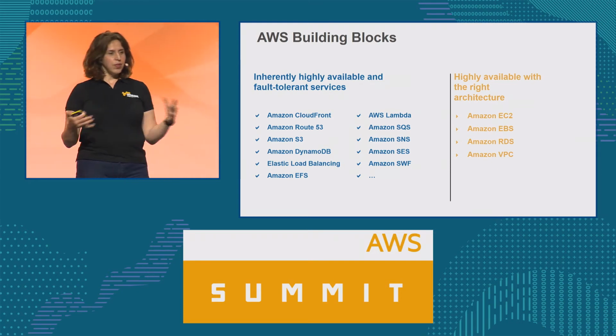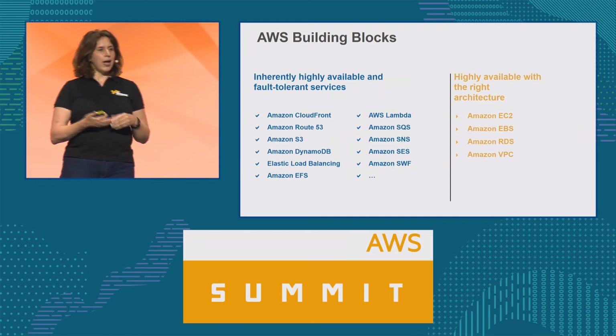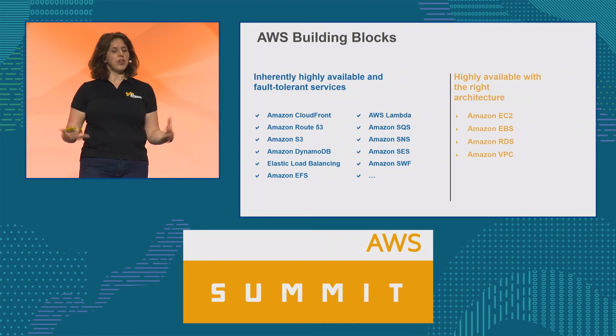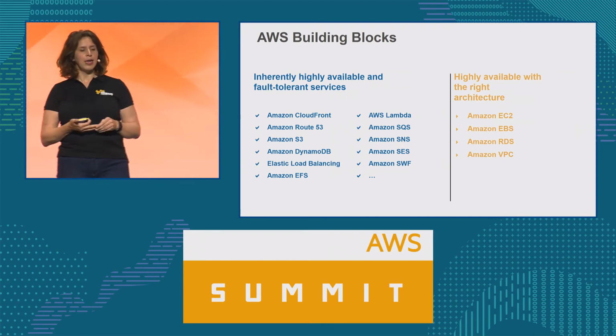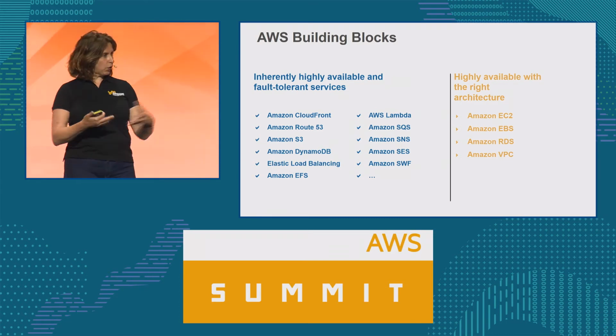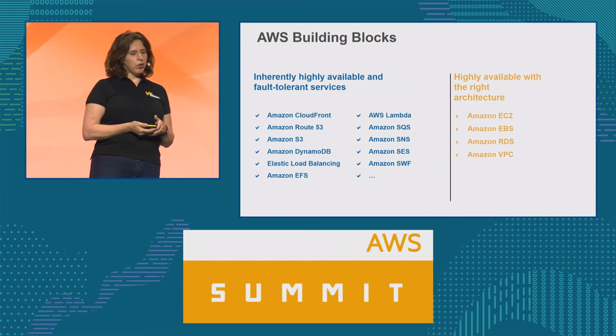There's other services that need you to look at high availability and architect them in a proper way. You need to provide some resiliency as you use those services. So the services on the right there in orange, you need to think about how you're going to position your instances and how you're going to locate them, how you're going to fail over workloads that are running on them.